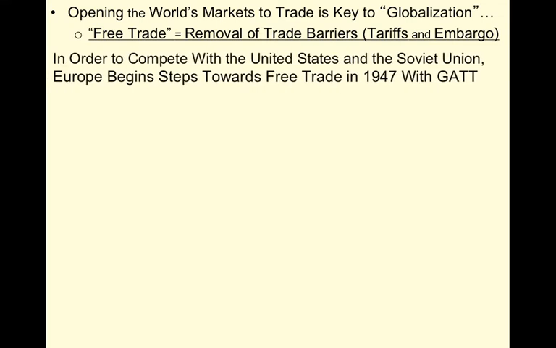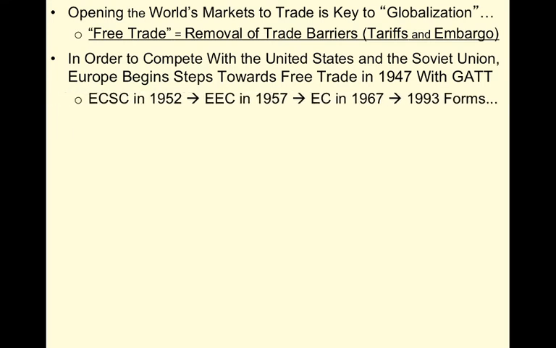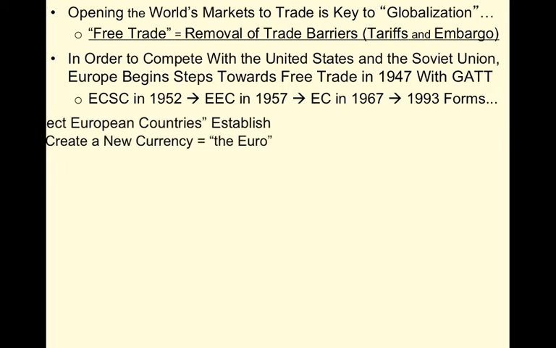But what we're going to see is that in order to compete with the United States and the Soviet Union, Europe kind of began steps of free trade in 1947. Now, there's all these different organizations. I'm not going to talk about those. When I used to teach AP Euro, we went into them. Really started off with coal and steel, but over the years it has developed into a lot more manufactured goods, until finally in 1993 came the big organization that it is today, and that is the EU, which stands for the European Union.